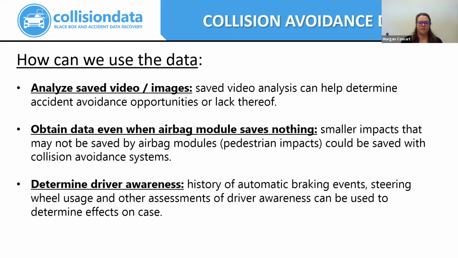And so this data can be great for helping determine accident avoidance opportunities. Was the driver able to avoid the accident, or was it really unavoidable? It's great for smaller impacts like the pedestrians that don't get saved on the EDR events. And it does help also determine your driver awareness. So their history of automatic braking events, their history of steering wheel use, and other assessments of driver awareness can be used to determine effects on a case.